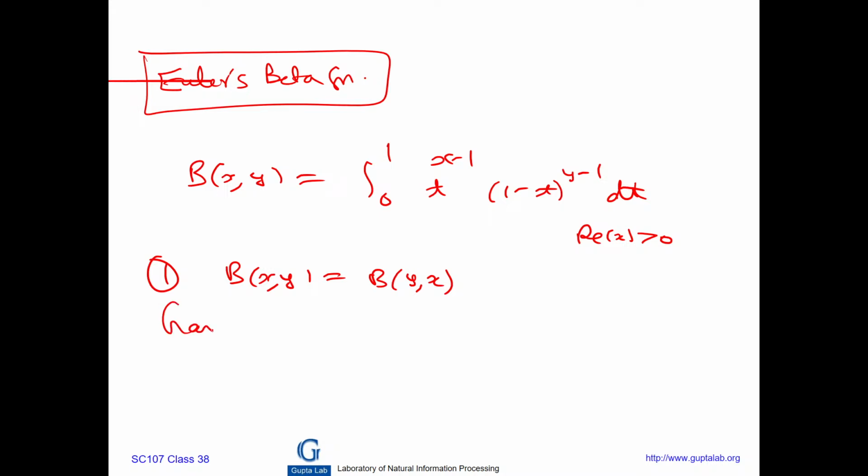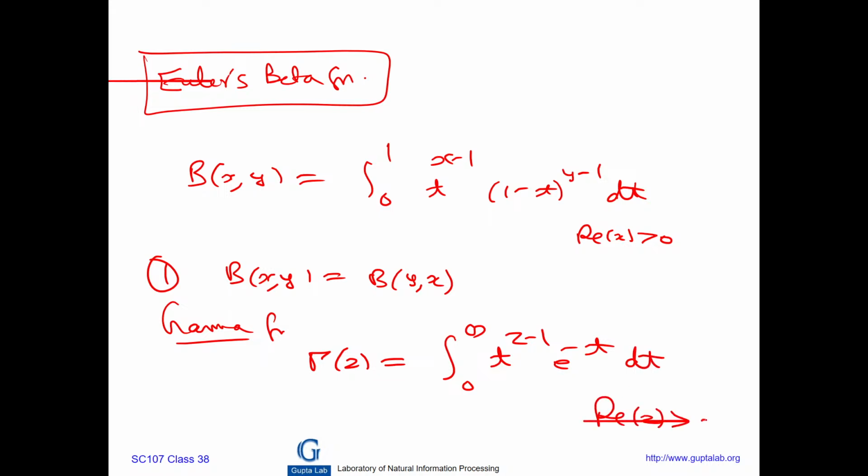Then there is the gamma function, which is a very interesting function. Gamma of z is equal to the integral from 0 to infinity of t raised to the power z minus 1, times e raised to the power minus t, dt. This is convergent for real part of z positive.